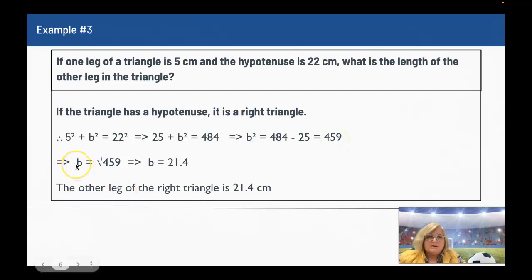That means that the square root of b squared is the square root of 459. So b is the square root of b squared. So b equals the square root of 459, which is about 21.4. I don't have the about sign. I forgot it. I'm sorry. The other leg of the right triangle is about 21.4 centimeters.